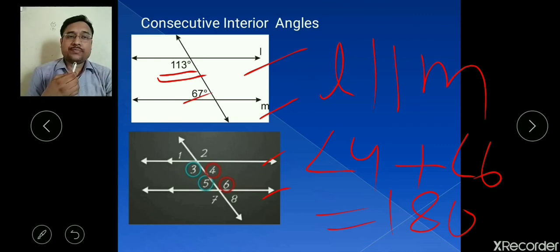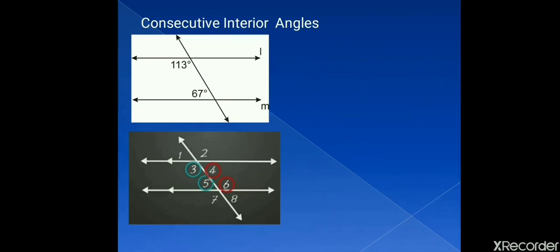Thank you all of you. Now your homework is to draw the diagram of all the explained angles when a transversal intersects two parallel lines, and learn all the terms and definitions explained in this session. So thank you all of you.